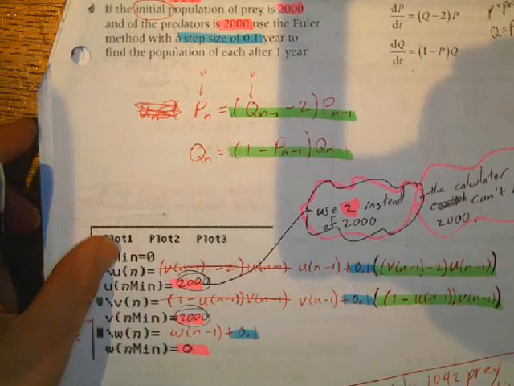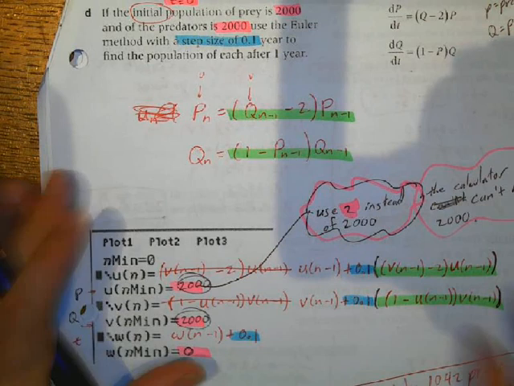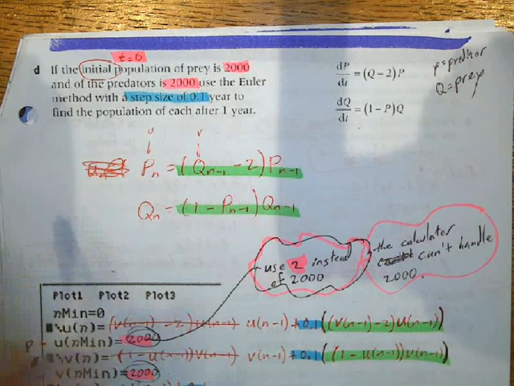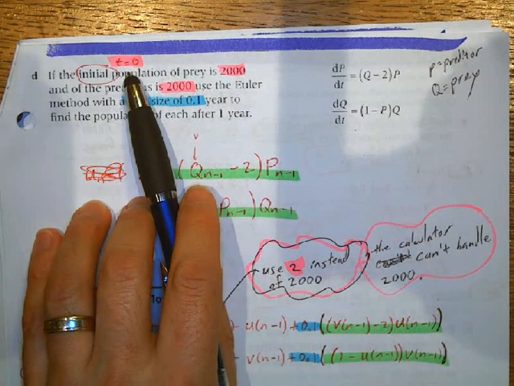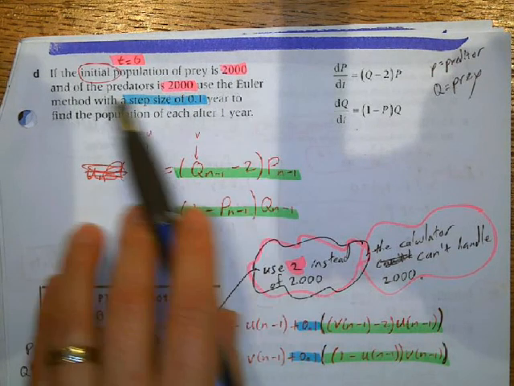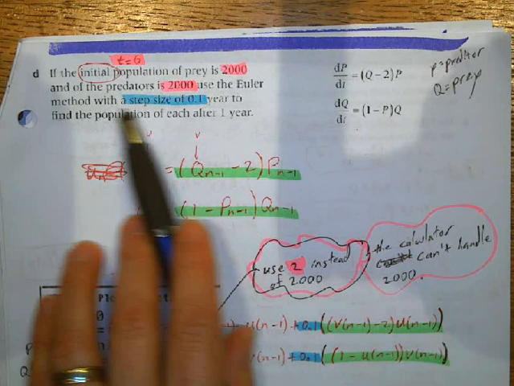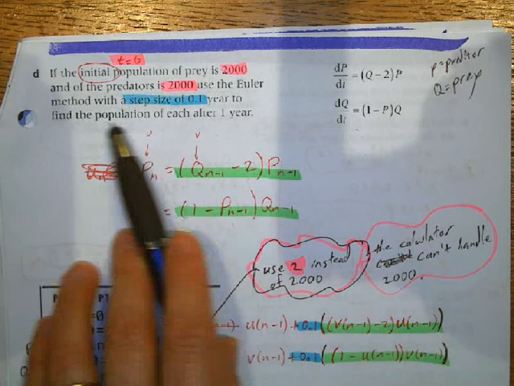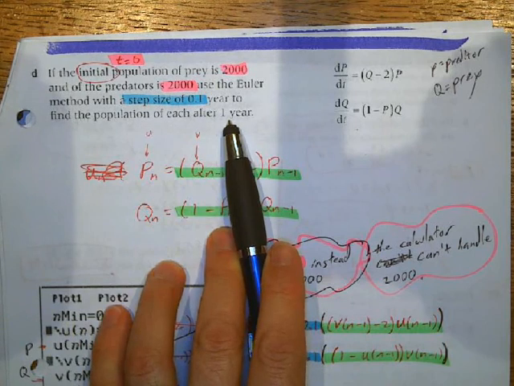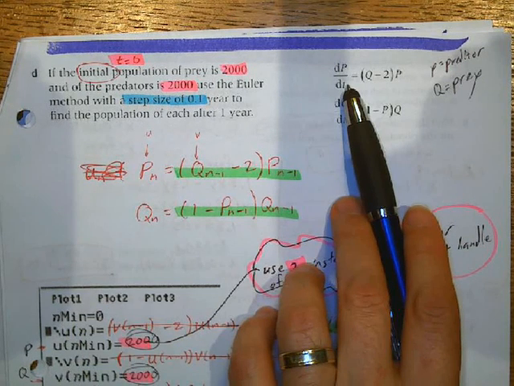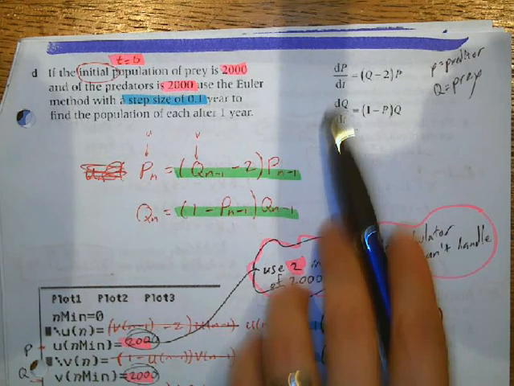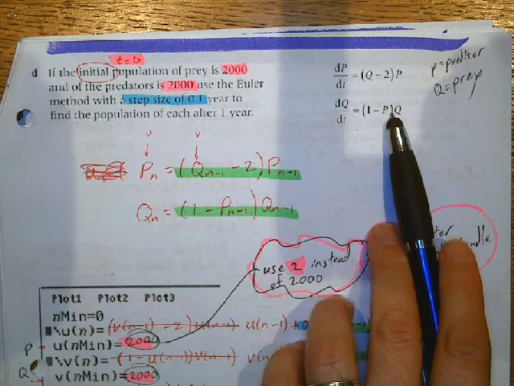Let me just explain what I've written here. If the initial population happens when t equals 0, and the prey is 2000 and the predator is 2000, use Euler's method with a step size of 0.1 to find the population at the end of each year. Okay, so here's the population change of the predator. Here's the population change for the prey.